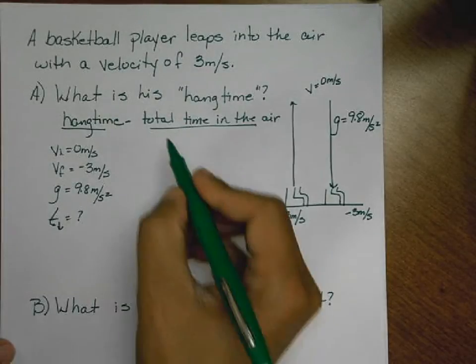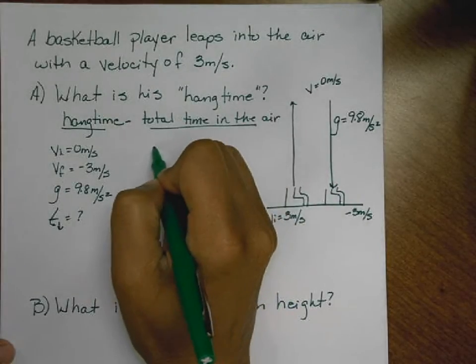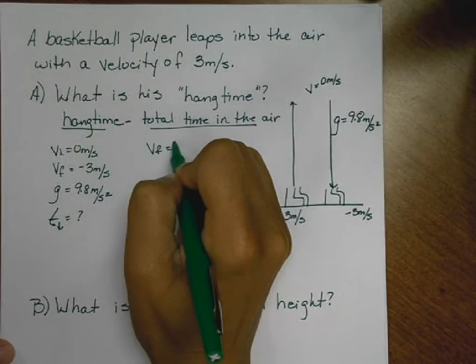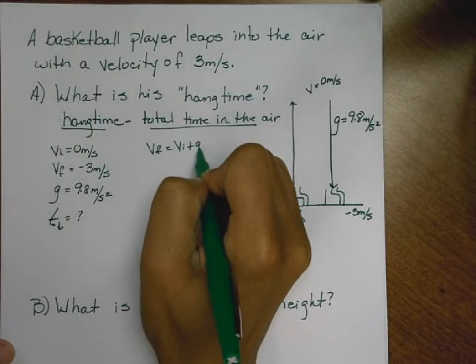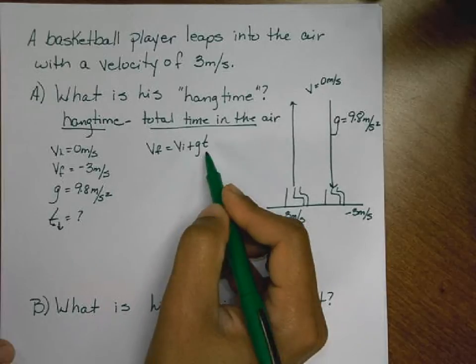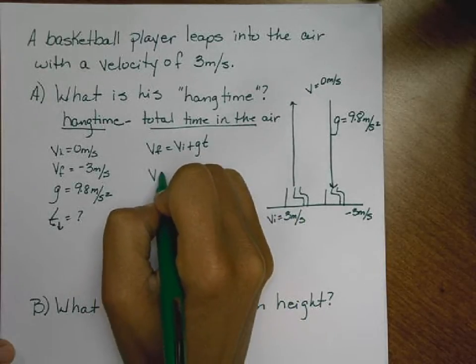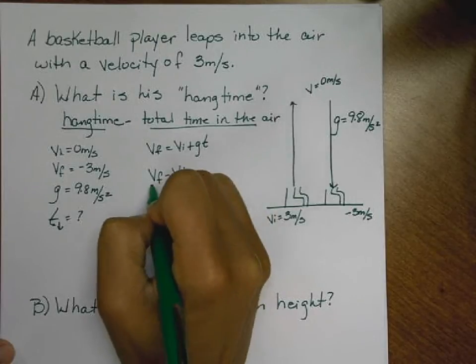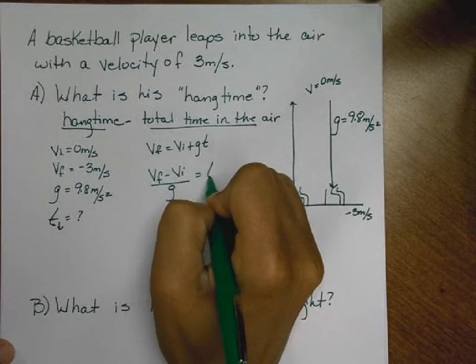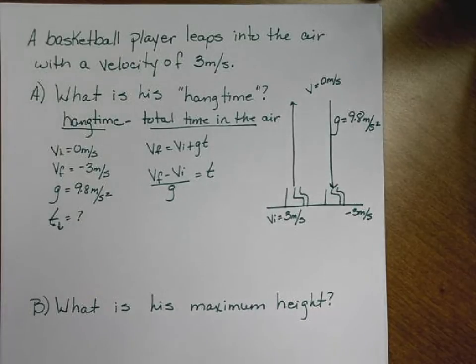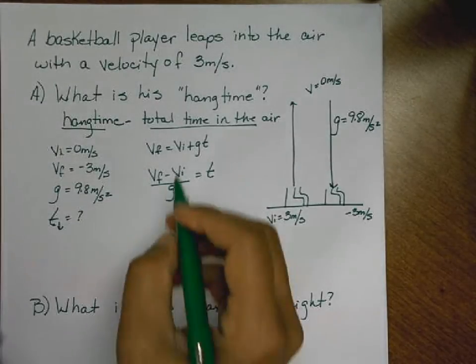Well, now that I listed my givens, the original equation that is listed is VF equals VI plus GT. That's the original, but I'm going to rearrange it to solve for time. And when I do, I get VF minus VI over G equals T. And now that I have that, I can go on and plug in my numbers.